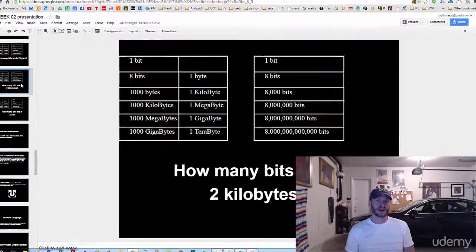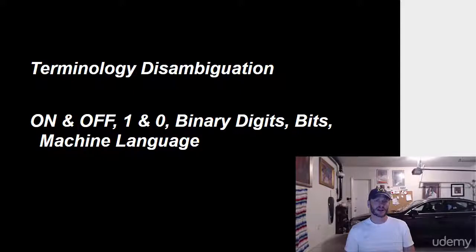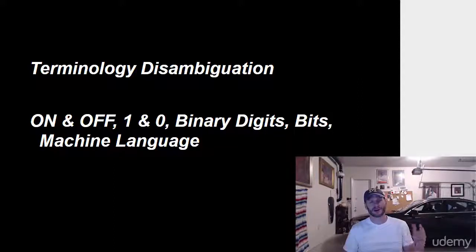You could do these problems right here, and they're good practice. So on, off, 1, 0, binary digits, bits, machine language. That's all the same stuff, right? We're talking about circuits that are in some on-off state. Machine language is just the language computers speak, which is zeros and ones. Above machine language, when we talk about programming languages, we have machine language, we have assembly, and then we have third-generation programming languages, which is pretty much everything else, like Python, Ruby, Go, PHP, C, C++, C#, Java. It's all third generation. So machine language, assembly, third-generation language.